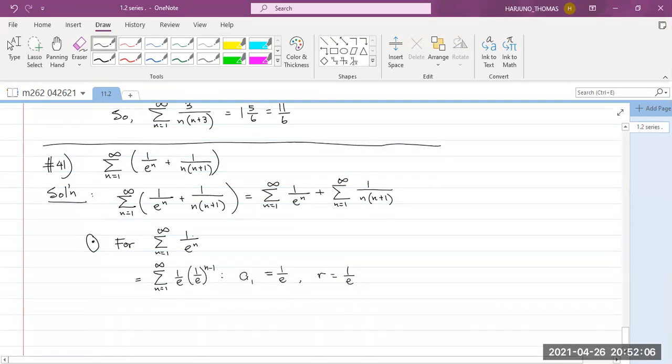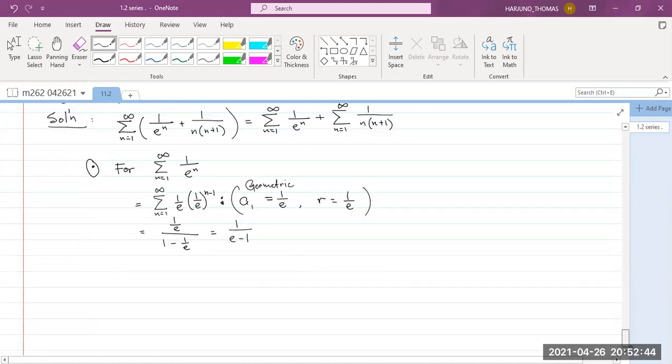So the infinite sum is the first term over 1 minus the common ratio. Multiply the top and the bottom by e, I get 1 over e minus 1. Now this is not an equal sign, this is a colon. Basically, I want to say that this is geometric. The first term is 1 over e, the common ratio also 1 over e.